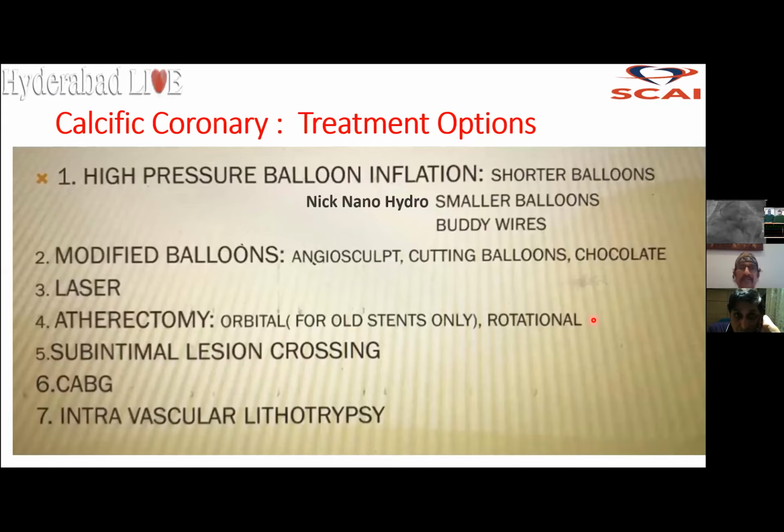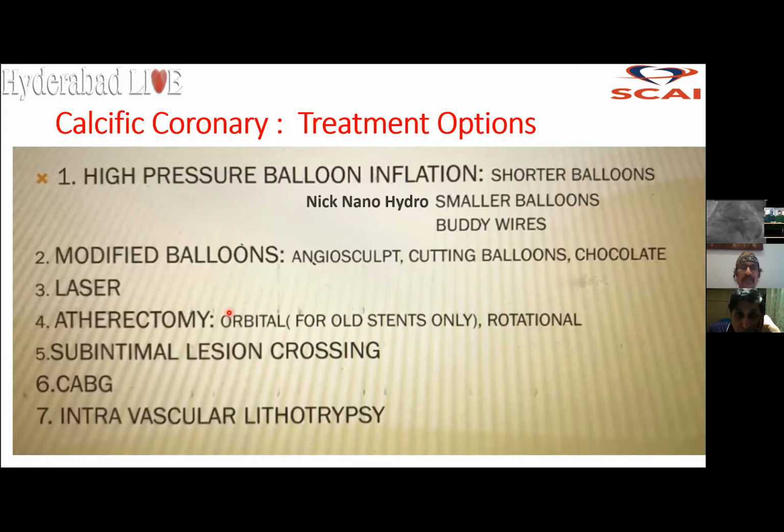Now, why is it required to do it? We have options like we do with balloon and modified balloons, like a cutting balloon and today the OPN balloon.